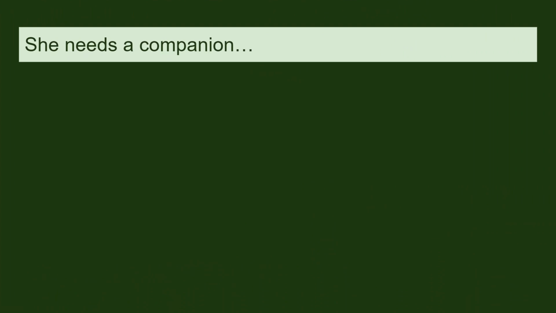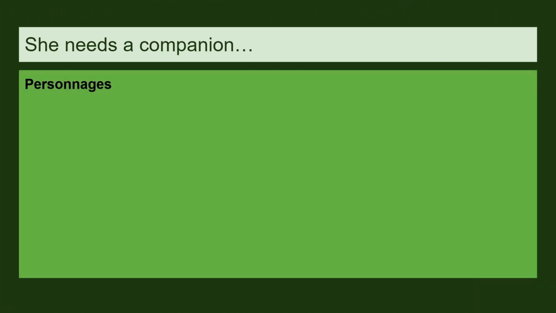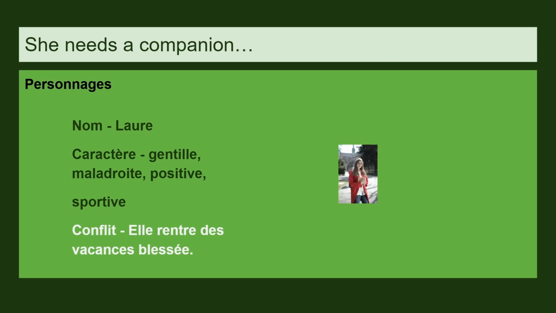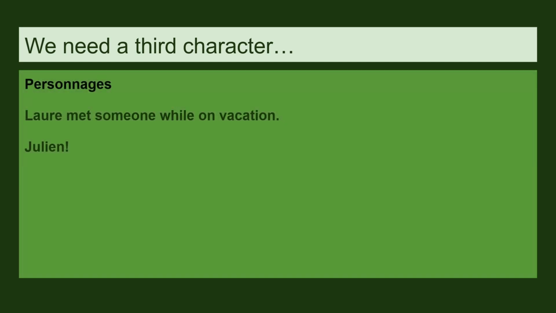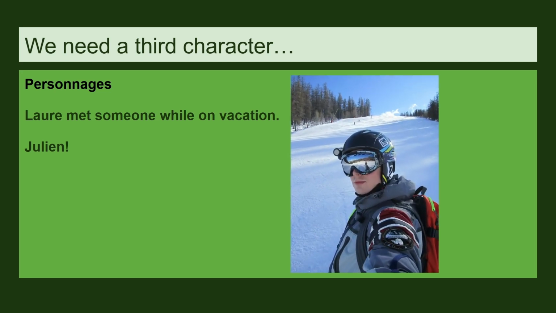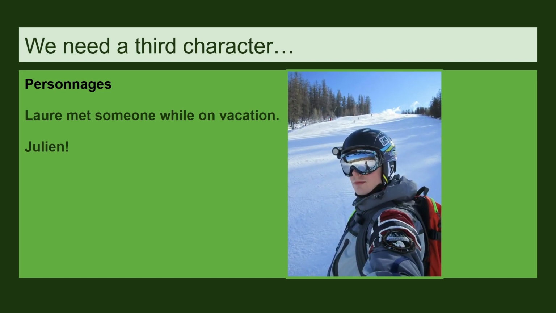She needs a companion, of course, our main character. So let's give her one. Her name is Laure, and she is gentille, maladroite, positive, et sportive. And maladroite in this instance is she's a little accident prone. Her conflit, elle rentre des vacances blessée. Poor thing. Okay, we need a third character just to sort of give this little oomph. So here we go. Laura met someone while on vacation. Yes, a cute guy, Julien. All right, so let's get this story started.